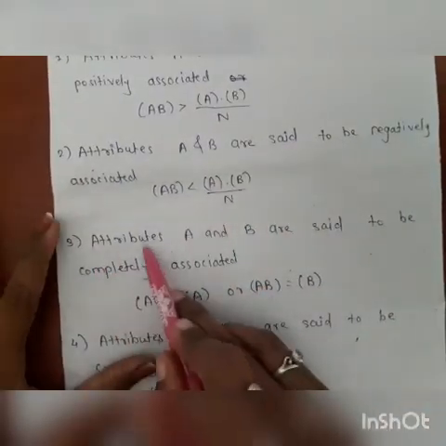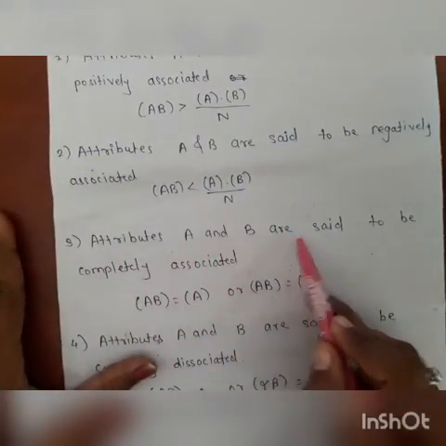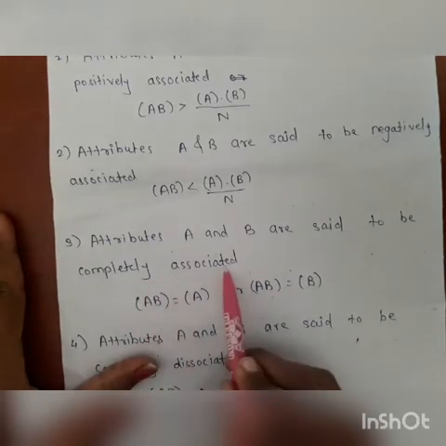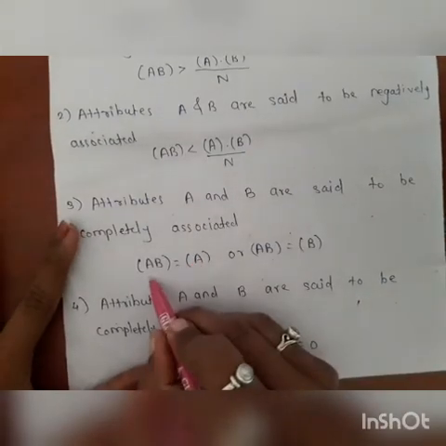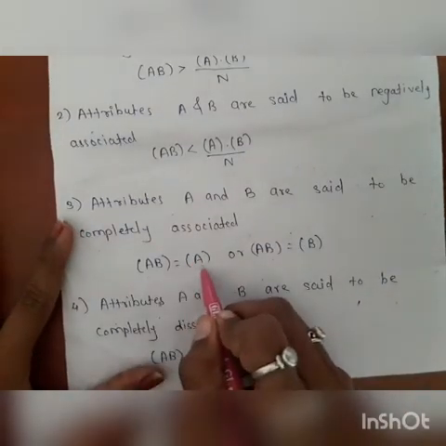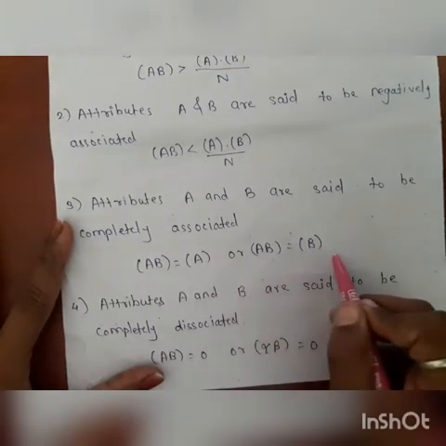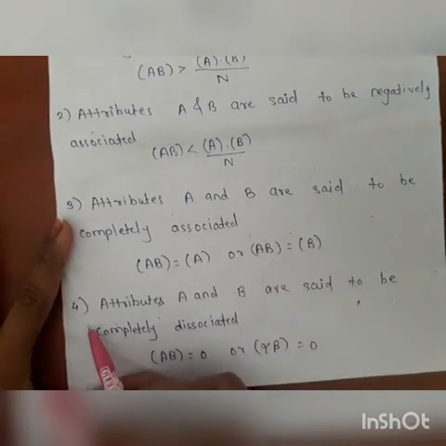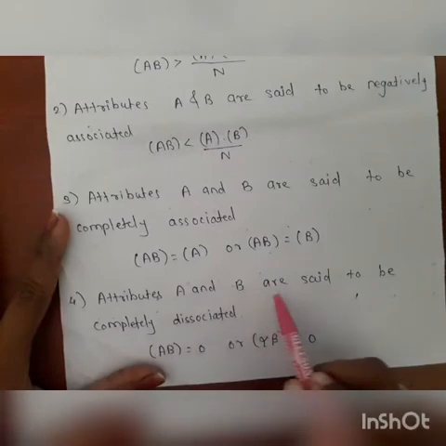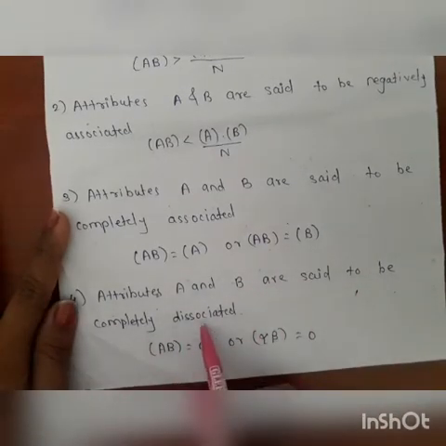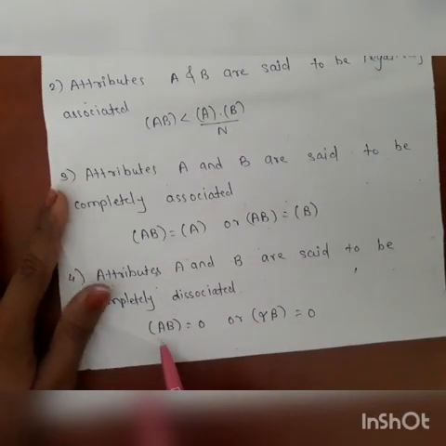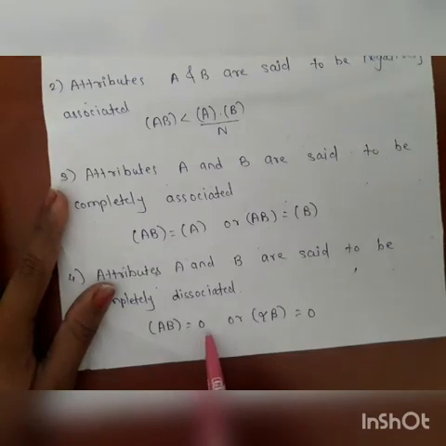Third, attributes A and B are said to be completely associated if (AB) is equal to (A) or (AB) is equal to (B). Next, attributes A and B are said to be completely dissociated if (AB) is equal to 0 or (αβ) is equal to 0.